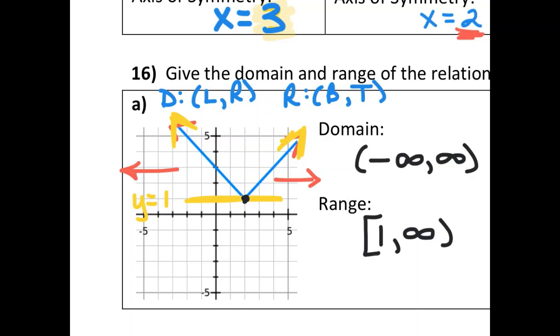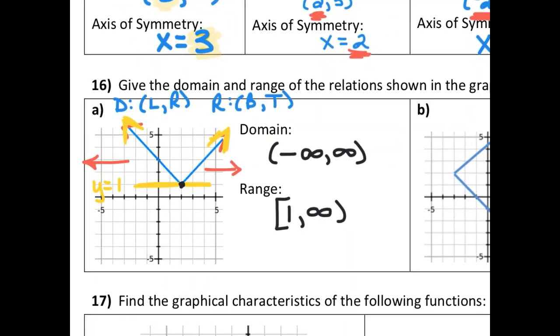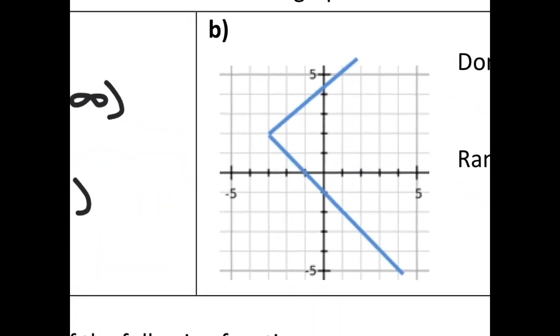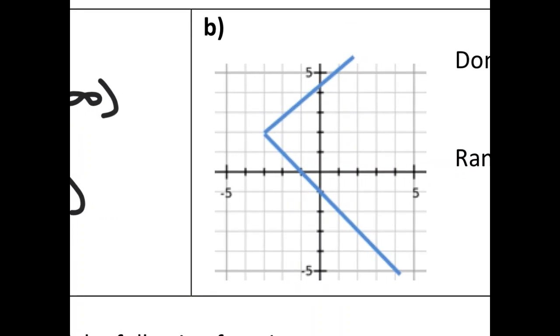Now, notice that number 16b is not a function. It's not a function because it wouldn't pass the vertical line test. We're still going to be able to ask you about the domain and range, and it still has the shape of the absolute value functions, but understand that we're not going to use the word function when we're talking about this graph in 16b.